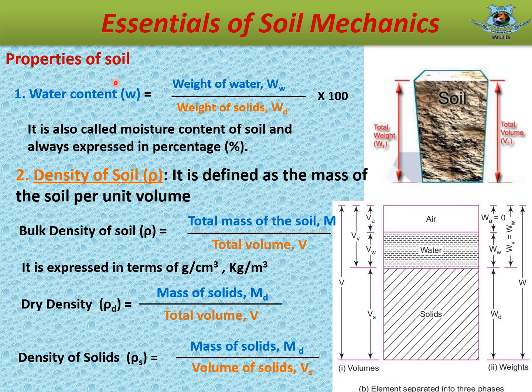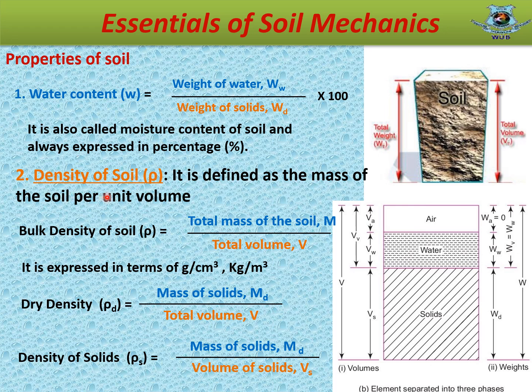Properties of soil. Water content. The water content W, also called the moisture content, is defined as the ratio of weight of water WW to the weight of solids WD in a given mass of soil. So we can say water content W equal to weight of water WW divided by weight of solids WD into 100. The water content is generally expressed as percentage.